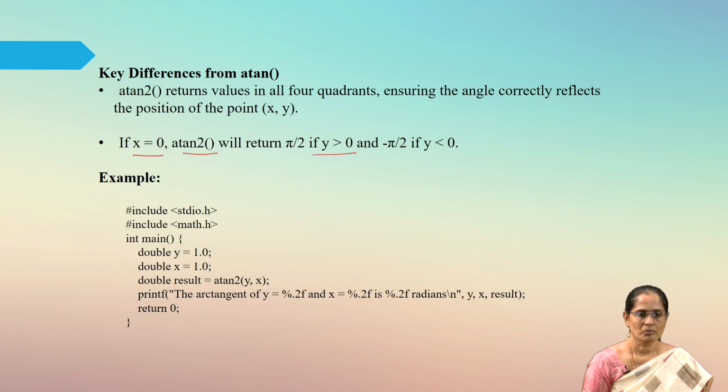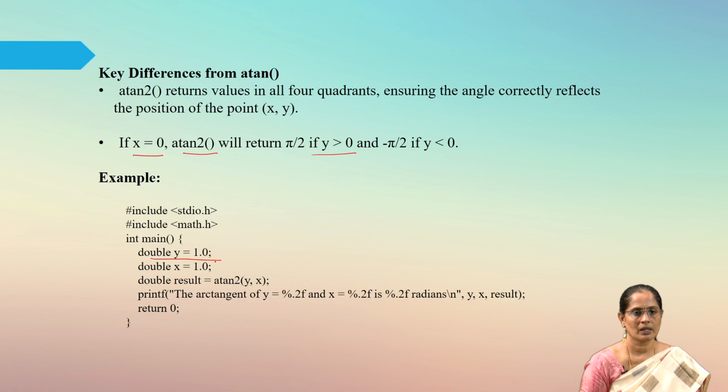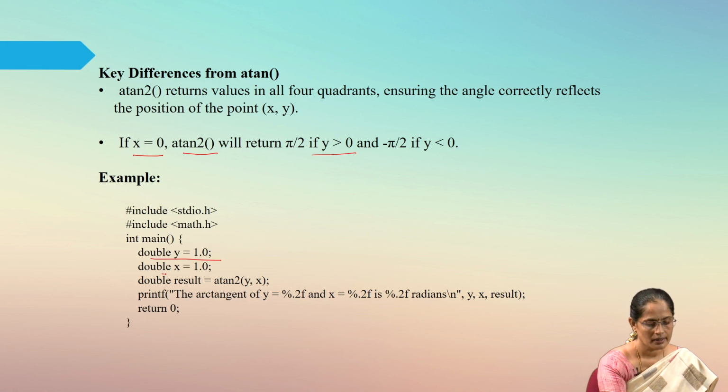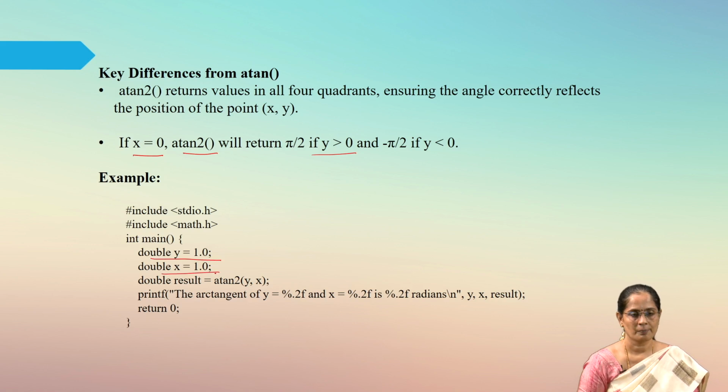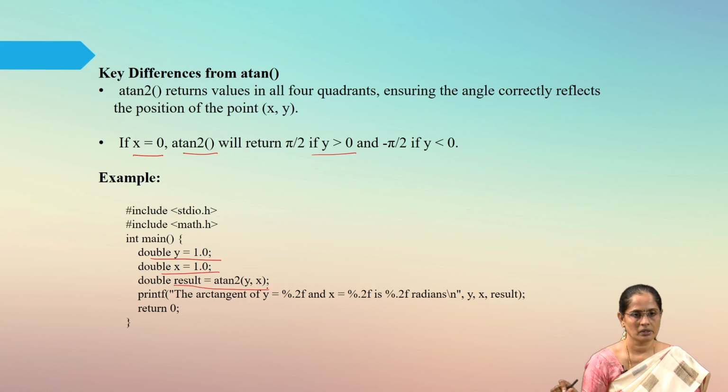We can see a small example given here. We can define the y value with the value 1.0, and the x value is also of double type, which represent the y coordinate and x coordinate. While giving the input to the atan2 function, the y coordinate should be given and then the x coordinate should be given as input. This will result in the arctangent of the given values.